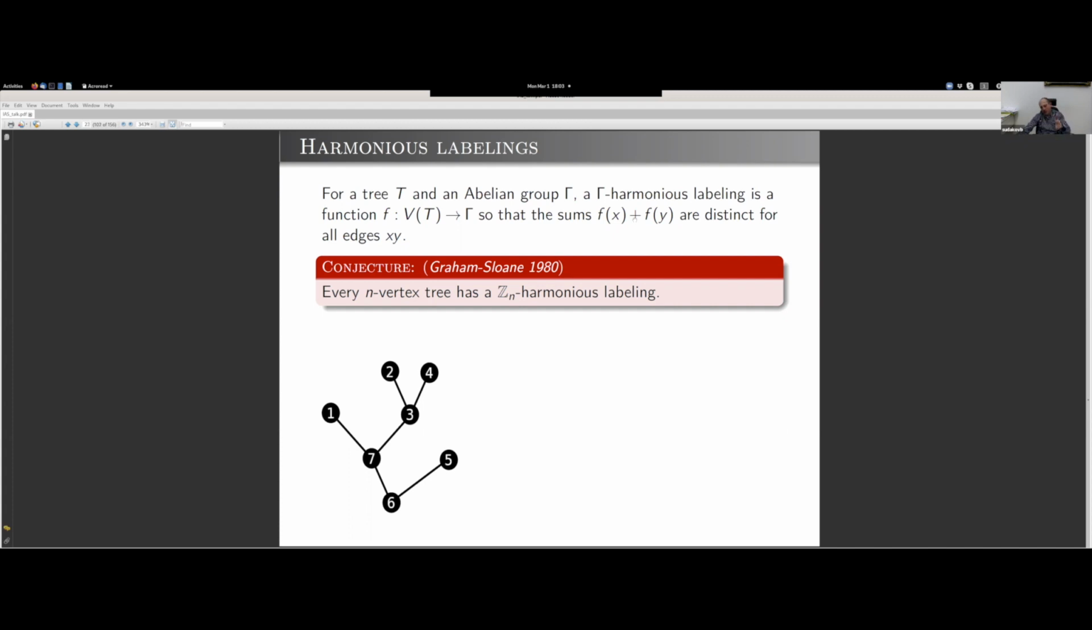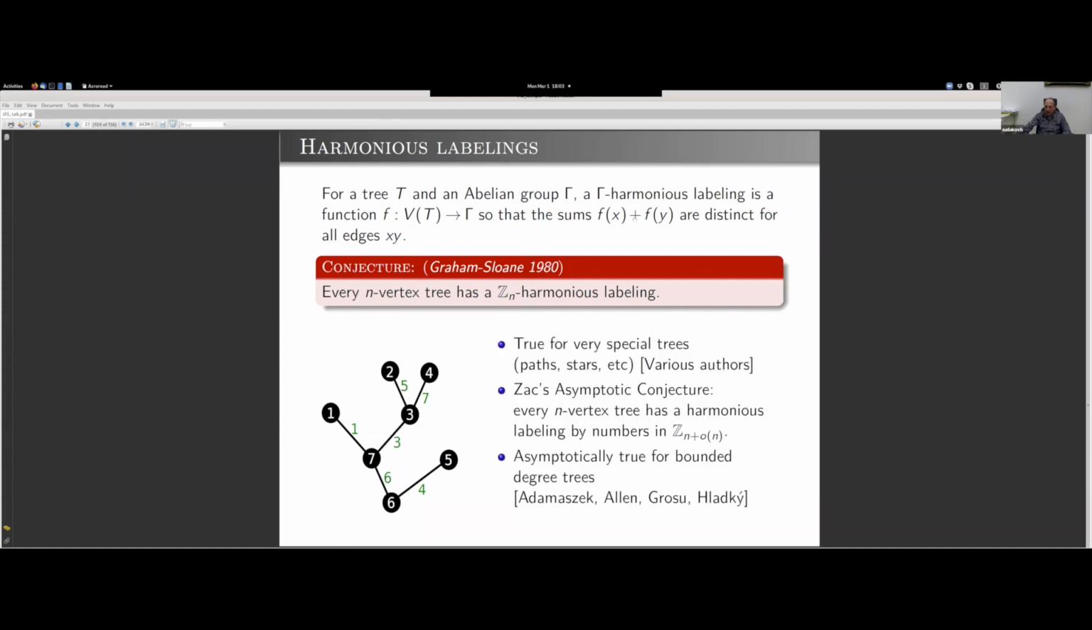And indeed, so I set 0 from 6, I do 1 from 7. So I can do it like that. So you will get all the distinct labels. So is it clear? Right? So harmonious labeling means assigning labels so that along the edges you get distinct sums. So this conjecture of Graham and Sloan drew a lot of attention. So there are a lot of papers about it.